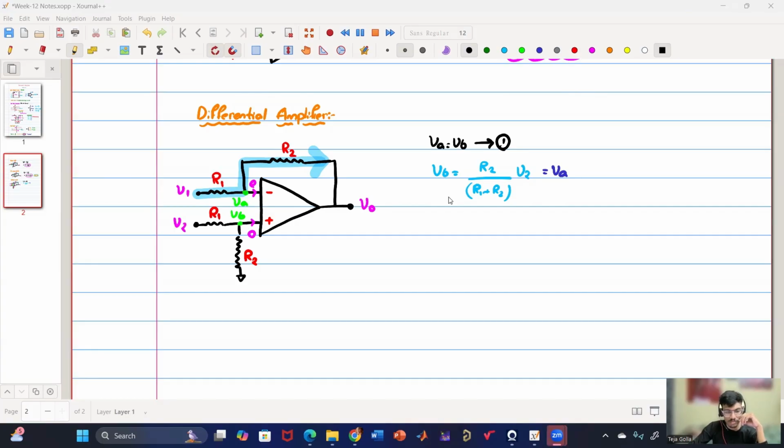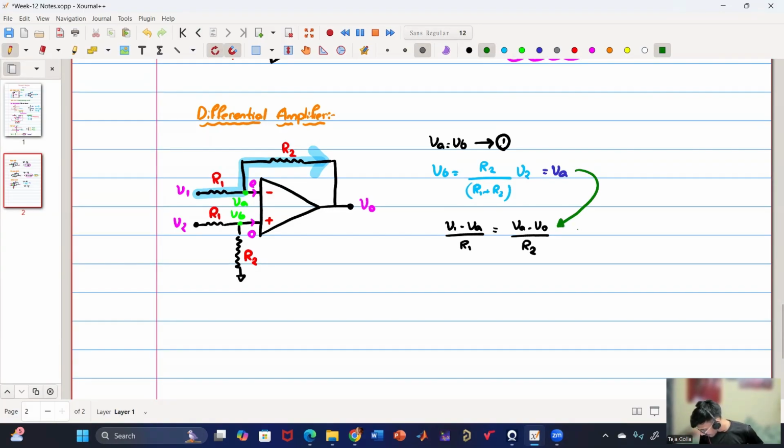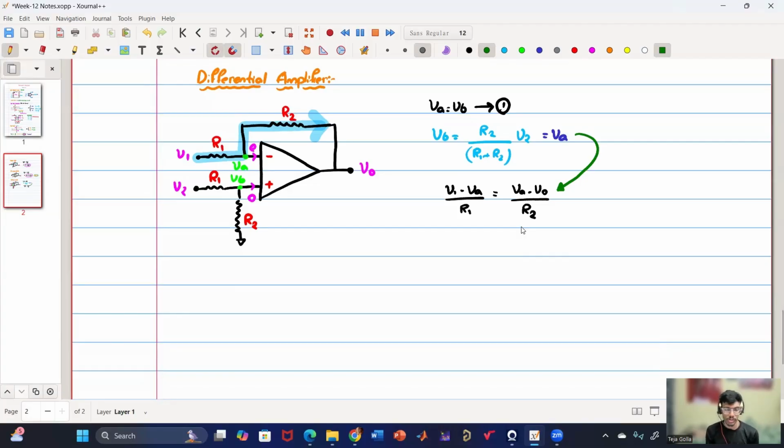So Gyanendra Singh says V1 minus VA by R1 equal to VA minus V0 by R2. Yes, very good. So the equation is V1 minus VA by R1 equal to VA minus V0 by R2. So now what you are going to do is substitute this in this expression and solve for V0 and let me know what you will be getting after substituting this. So the math is simple, but I just want you to give it a try.